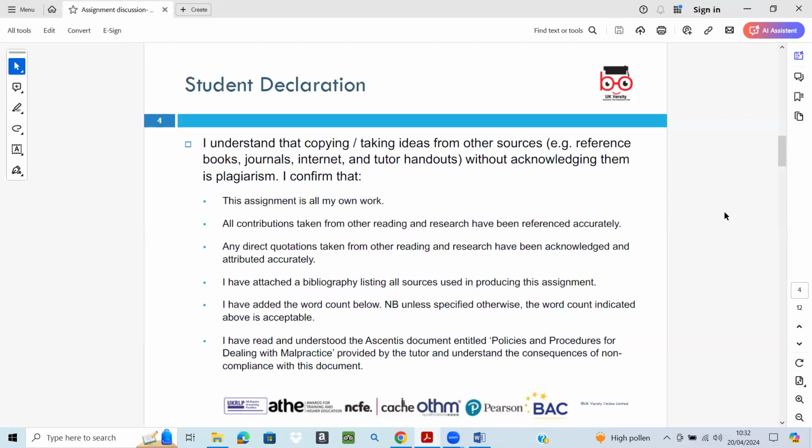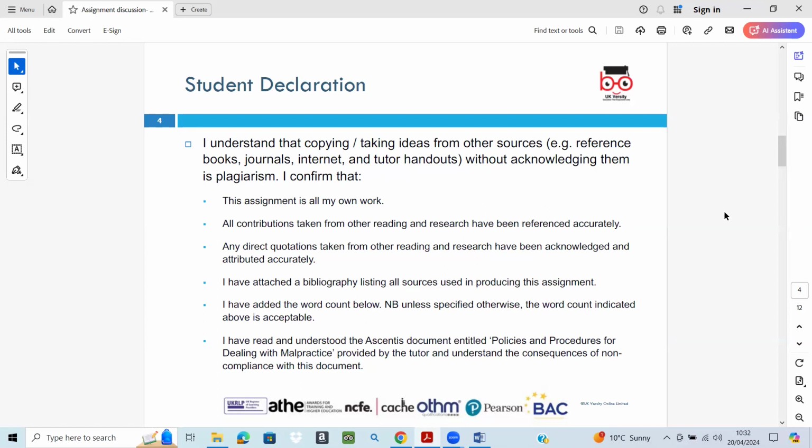Okay, here we have to discuss the student declaration. So this is again a crucial component, the student declaration. This declaration is your commitment to honesty and integrity in your academic work.